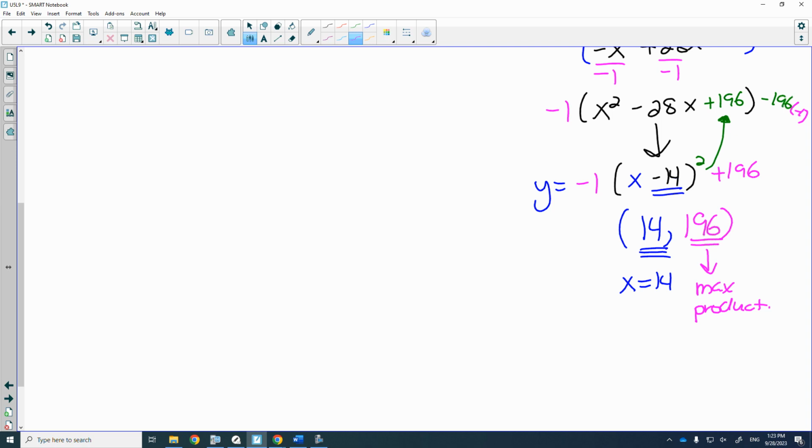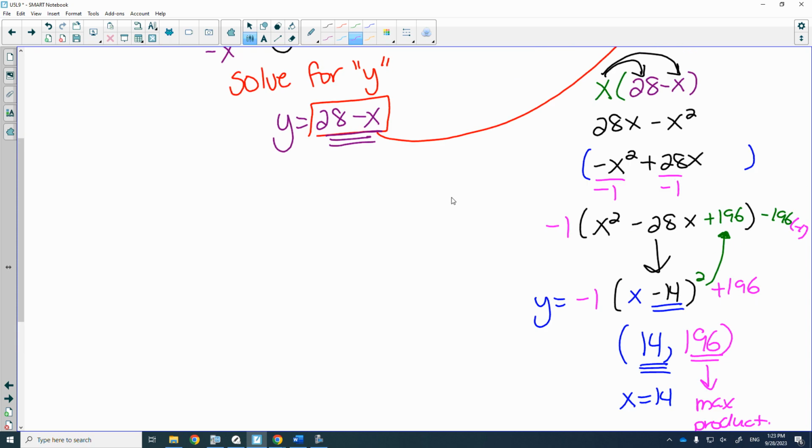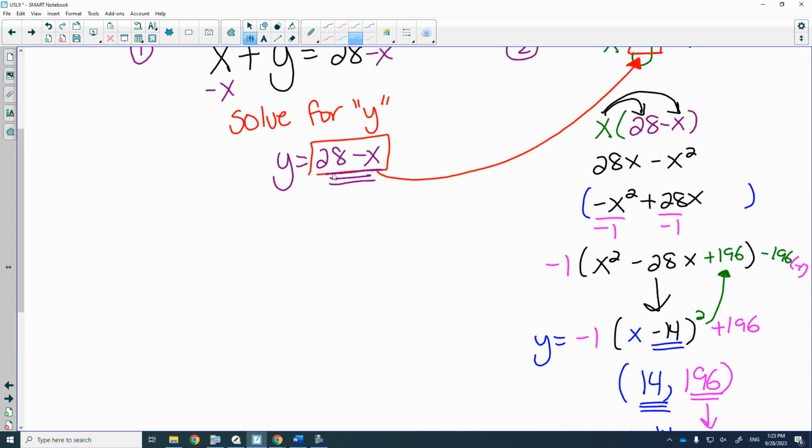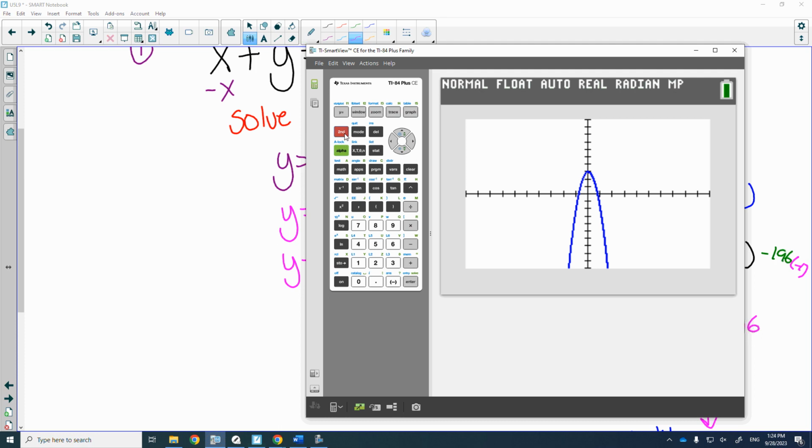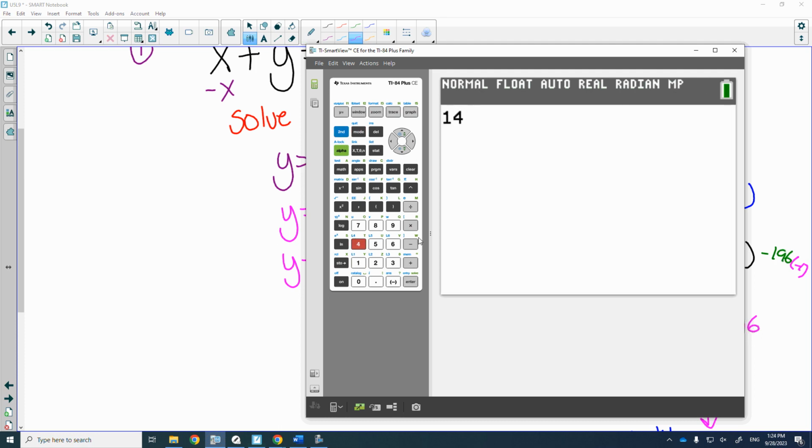How you would get the y value, you guys all know that y is going to be 14, but what you would do is you would take that x and put it into this equation here. So y is equal to 28 minus 14. Y is equal to 14. So you'd have to write a sentence, and your sentence would be the two numbers are 14 and 14. And when you multiply 14 times 14, you would get the maximum product that you can, which would be 196. Are you good with that?